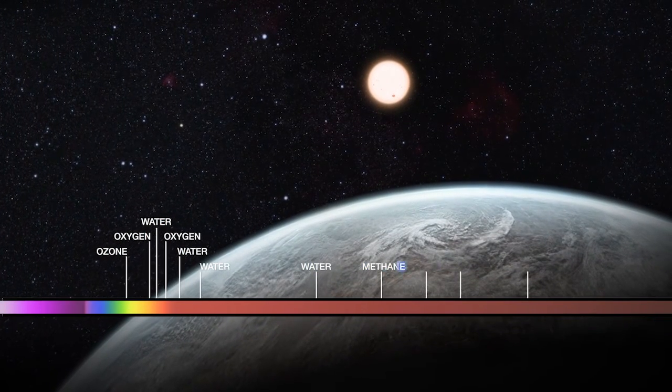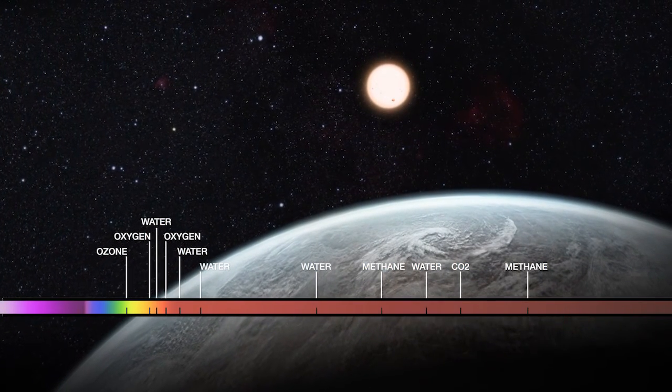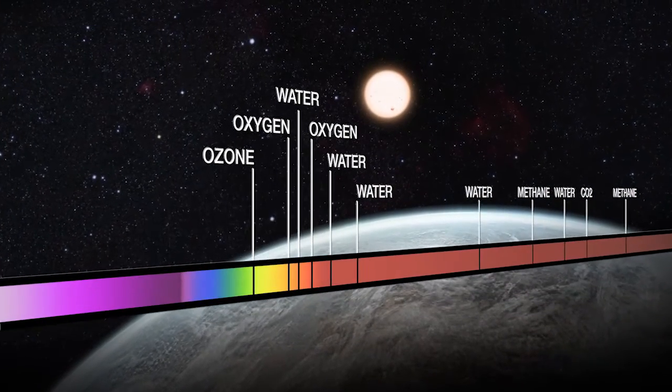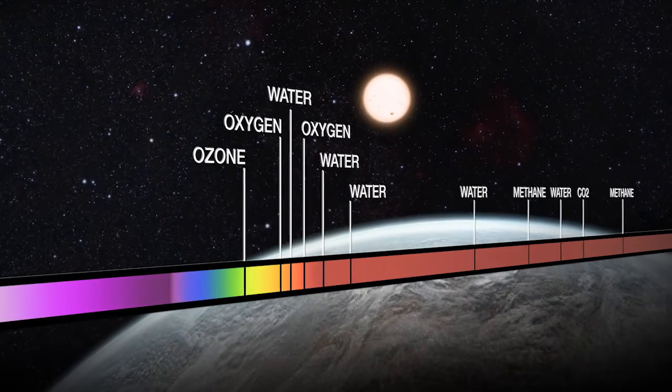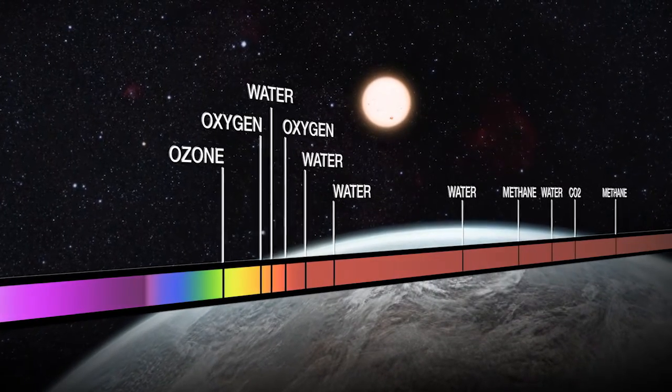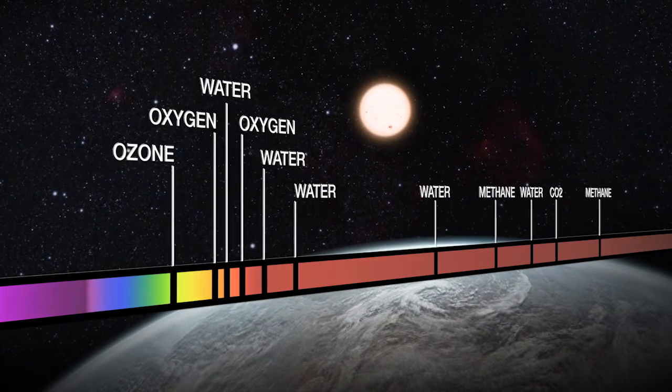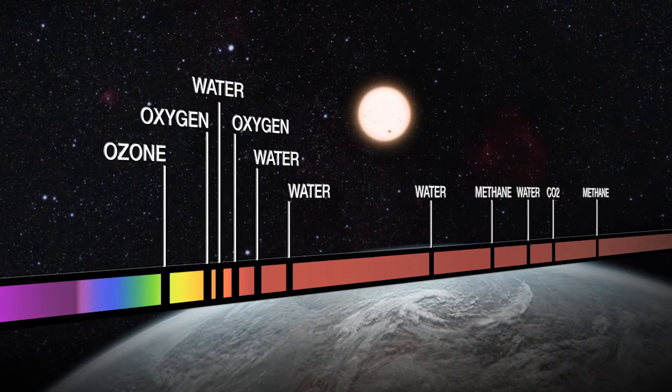Each element creates distinctive dark lines, absorption lines, in the spectrum. So these lines act as chemical fingerprints, revealing the makeup of the atmosphere. Also, the stronger the line, the more of the corresponding element is present in the atmosphere.